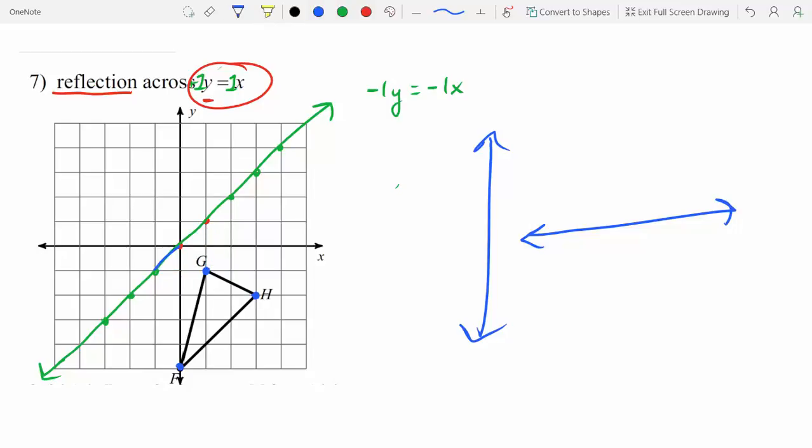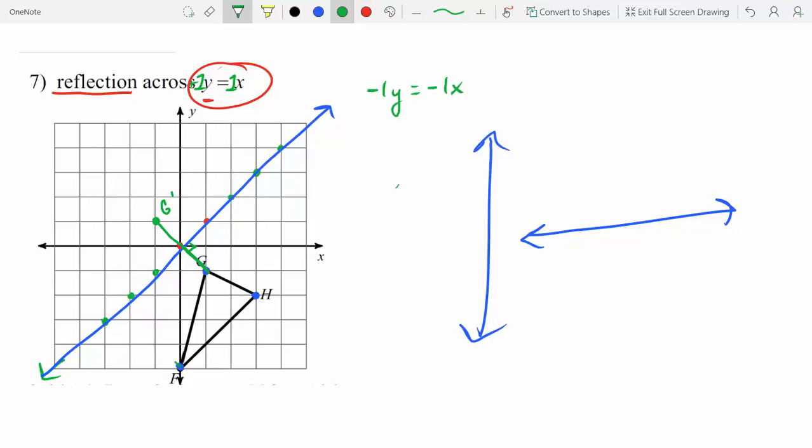So when you have these slanted lines, you need to change up your method. You still need to make that 90-degree angle, but the way we're going to do it is we're going to cut across the boxes. We're going to count diagonals, because there's our 90 degrees. So if G is diagonal 1, its image will be the same amount diagonally, 1. So it will be G prime.